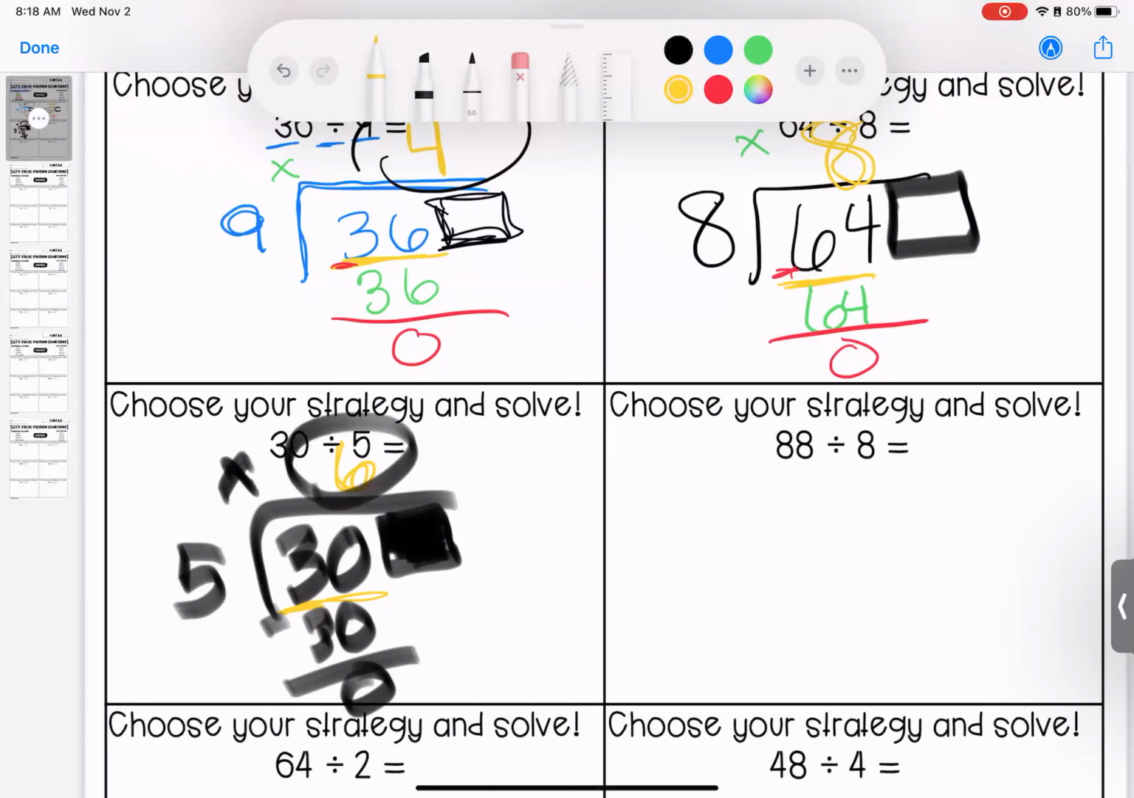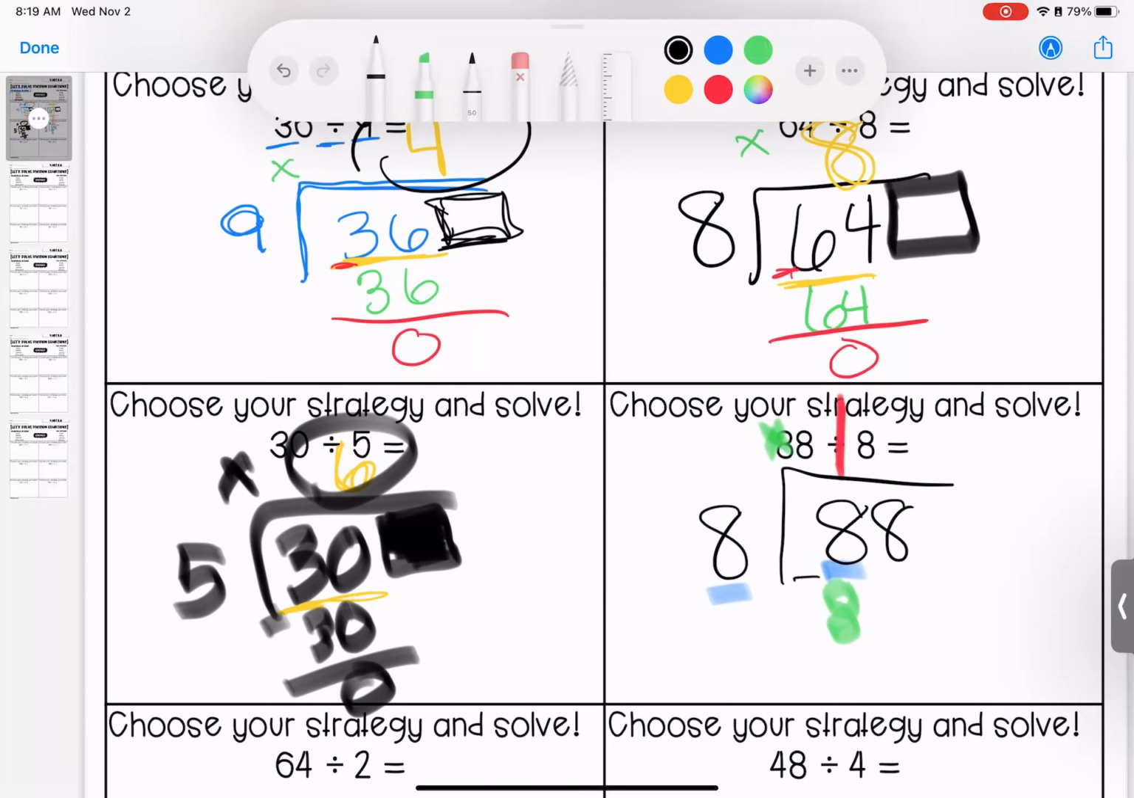Now this one is a little bit different. Let's take a peek at this one. 88 divided by 8. I'm going to make this bigger so you can see it. I wrote it a little bit high. We start with our division. Does 8 divide into 8? Yes, it does. 8 divides into 8 one time. Let's go through the steps. Let's multiply. 1 times 8 is 8.